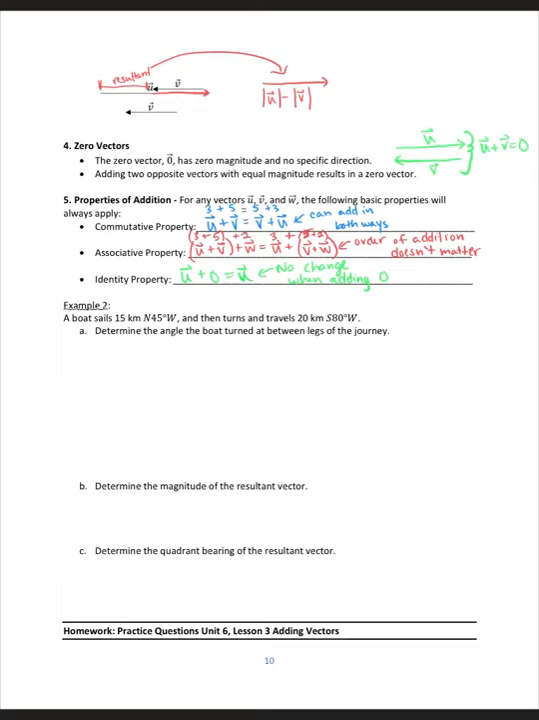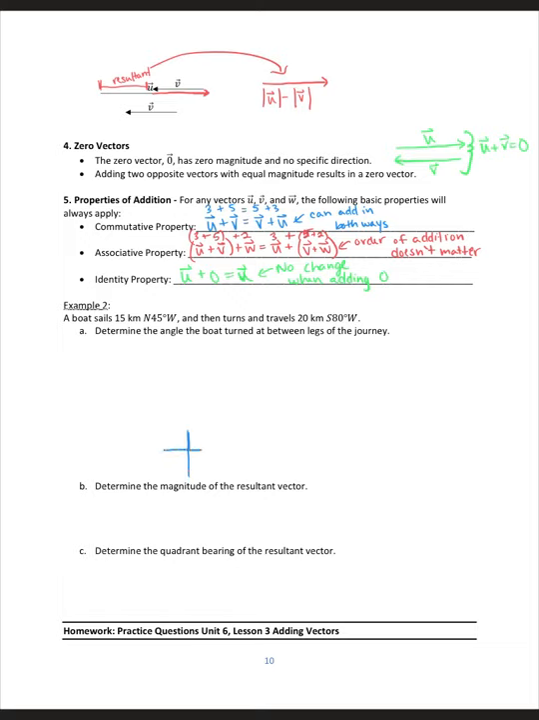Okay, the last thing I want to take a look at is a word problem in terms of setting up some vectors and then using this idea of trigonometry and adding vectors to solve for angles or side lengths that are being asked for in a question. So it says a boat sails 15 kilometers north 45 degrees west and then turns and travels 20 kilometers south 80 degrees west. So I'm going to draw this down here just because I kind of know where it's going to land.